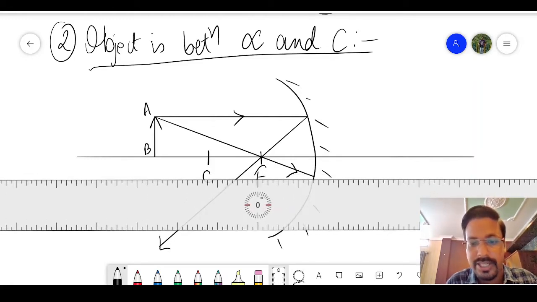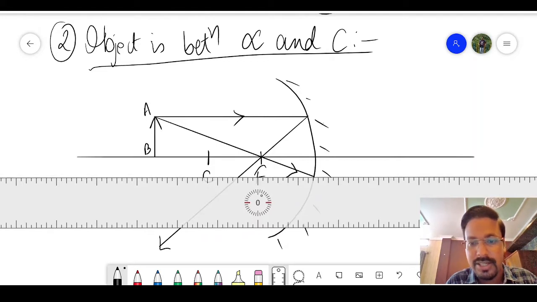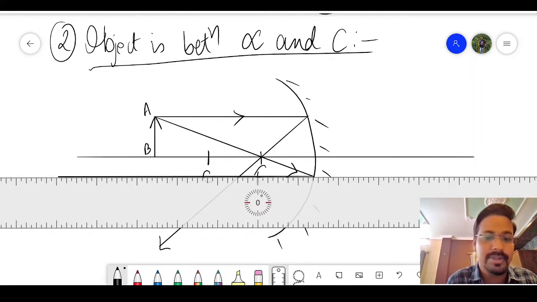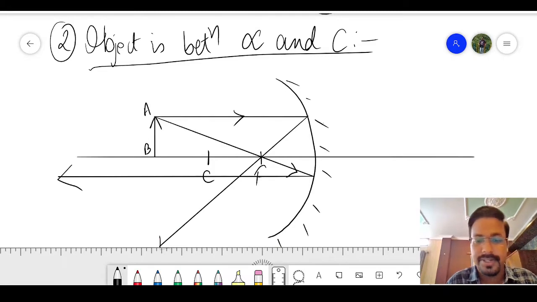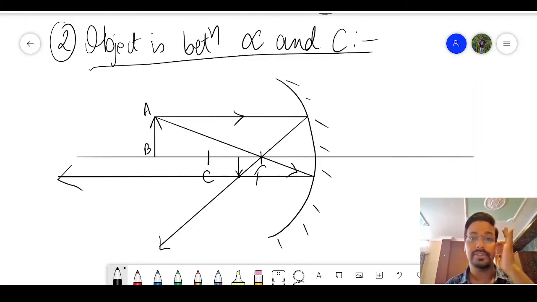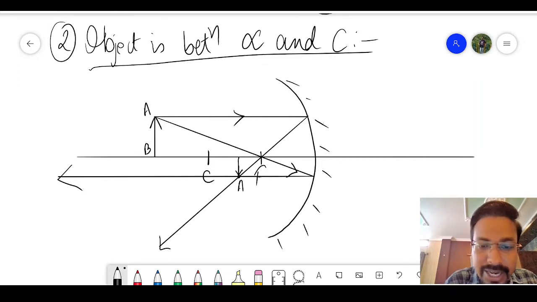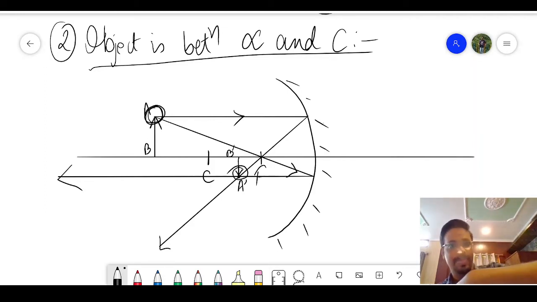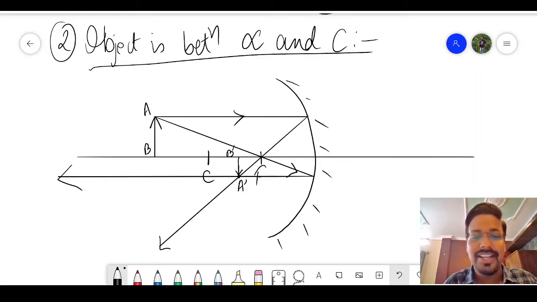So let's draw the ray. After reflection it becomes parallel to the principal axis. Okay, so now what happens? The rays of light intersect at this point, so the image will be formed here. So this will be A dash and this will be B dash. See, the head was here and the reflection took place here, so the head will be formed at the bottom. That's why the image here is ulta, inverted. Okay, inverted image has been formed.